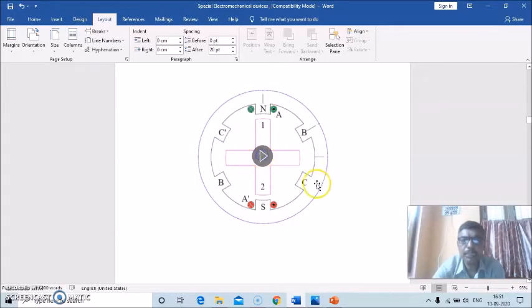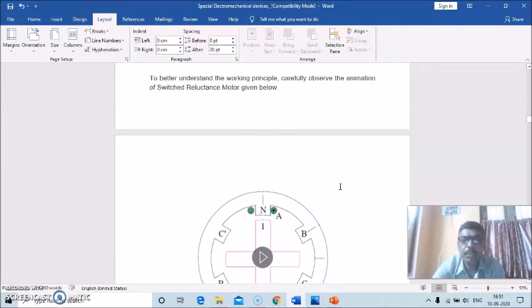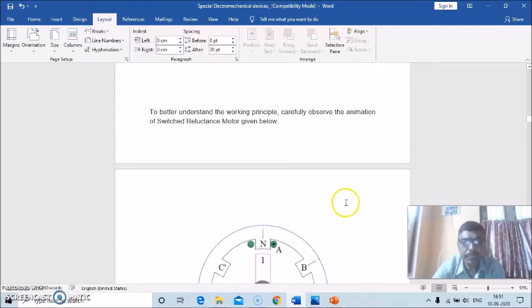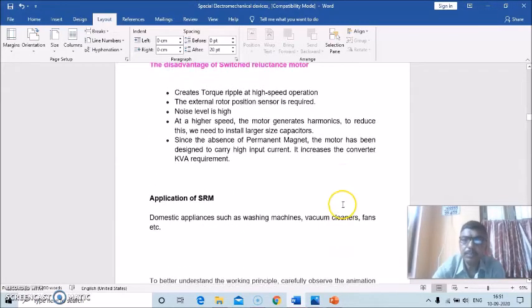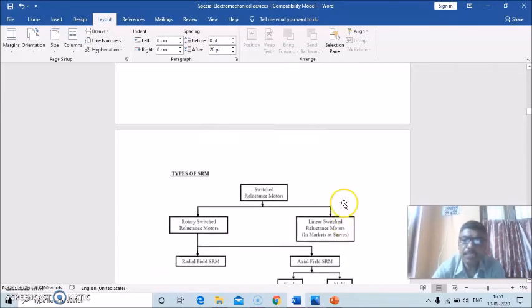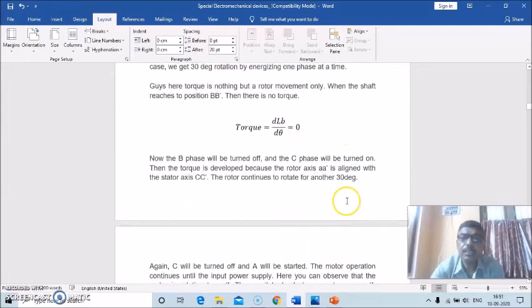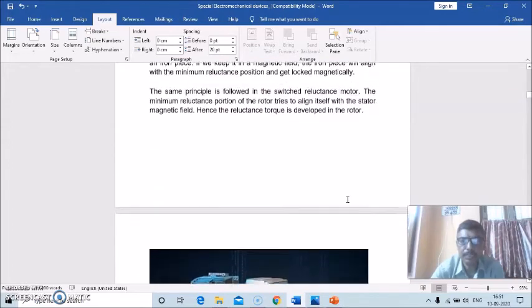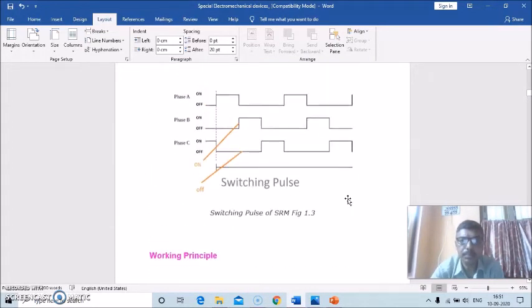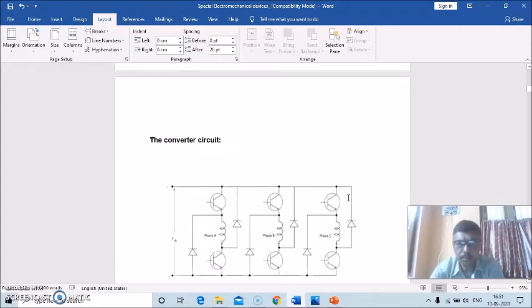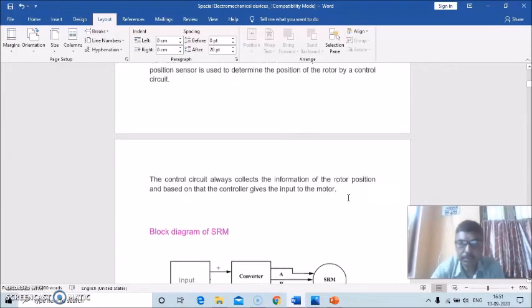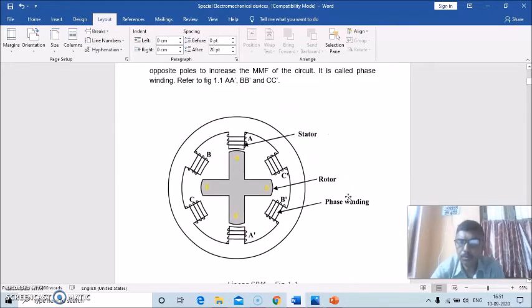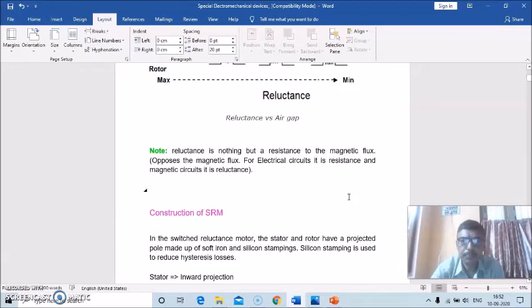So once again, we'll repeat the entire discussion of today's topic of switched reluctance motors. Let us come to the very beginning, from where we started the discussion of this switched reluctance motor: what reluctance means, and how this reluctance can be used to make this motor.